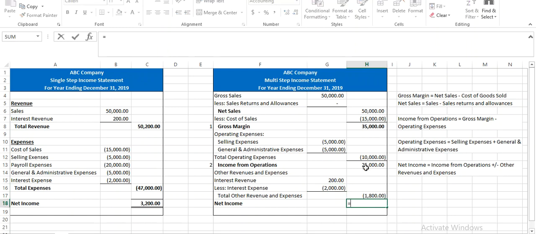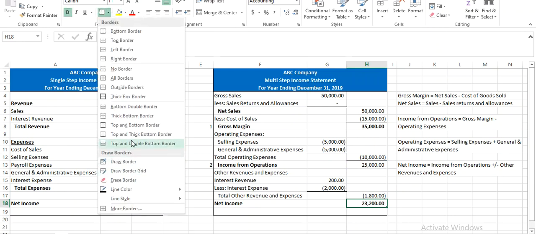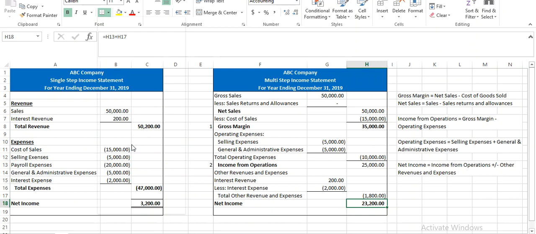We should have the 25,000 plus the 1,800, which gives me 22,200. And as with all accounting reports, we would use the double underline to signify that this is now complete, because the final balance in any income statement is always our net income. So this is where we get step 3, and this is step 4.